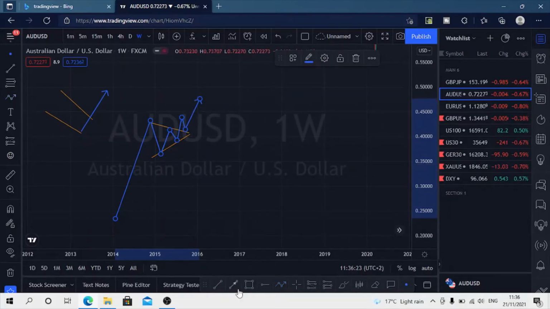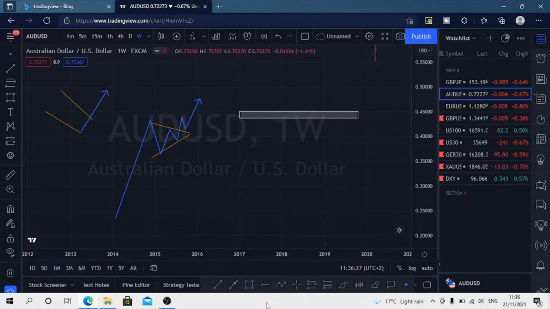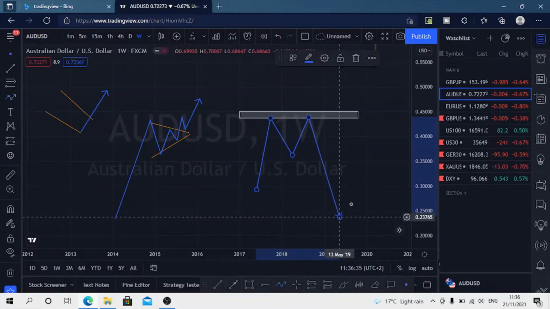You have to look at double tops and double bottoms. I had to draw a double top right here, but you guys get the gist of things. Market structure starts moving like this, it comes here, it rejects, and then it shoots towards the downside.